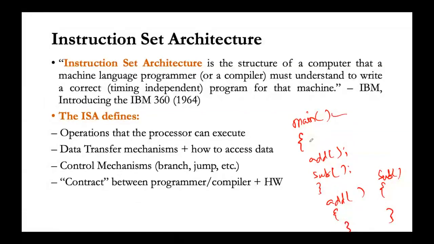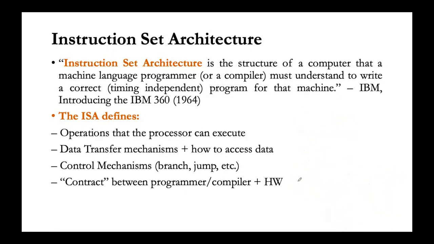Once this main function is executed, it enters this line and finds this is a function. Control goes directly from here to here, and the body of your add function is executed. Then control goes back to execute the next line in the main function, and then control goes to execute this body. So jumping is happening from one line to another, and branches will be there in this program. That's why the control mechanism is updated in the instruction set architecture.